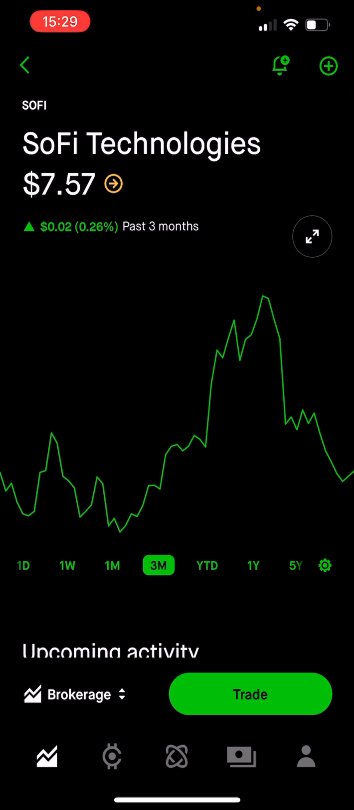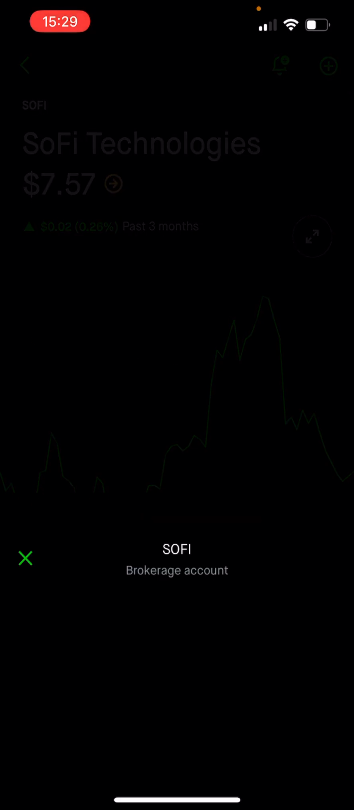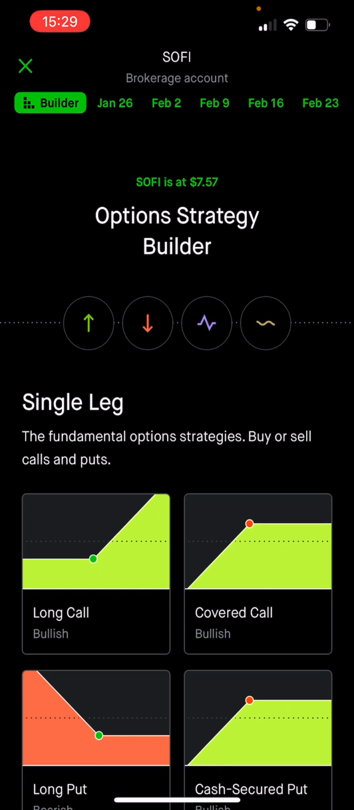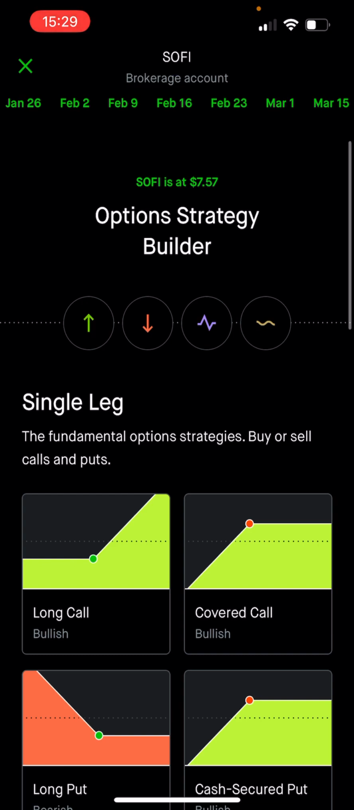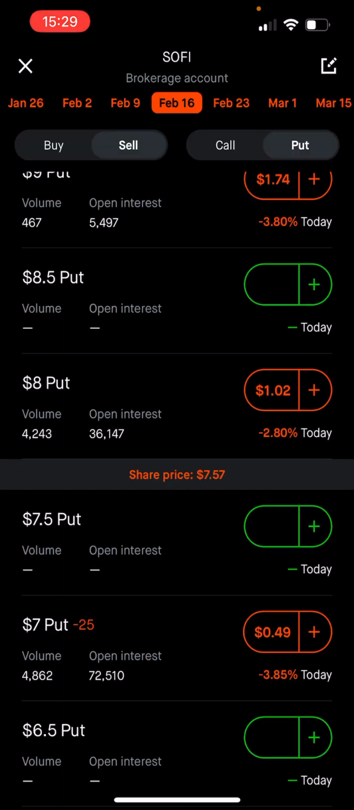So to sell the cash secured put, I'm going to click trade options. A lot of people like to go the third week in a month because that's when institutions trade. I'm going to go to February 16th, which is about a month out from now. To do a cash secured put, you want to make sure it's on sell and on put. So again, make sure it's sell and put.